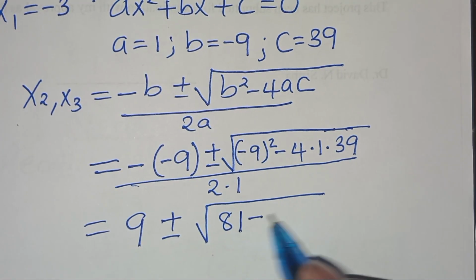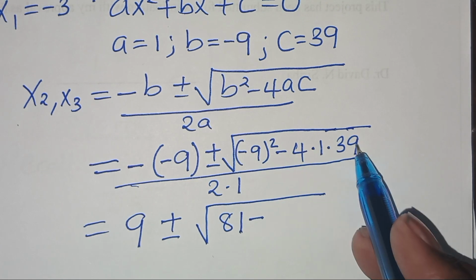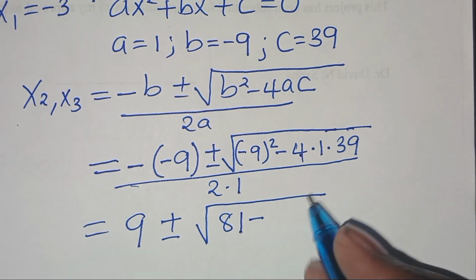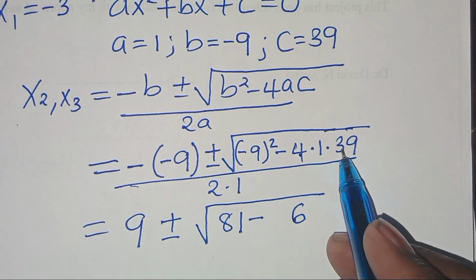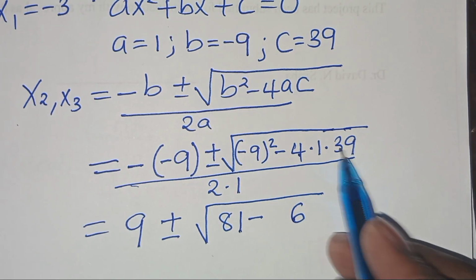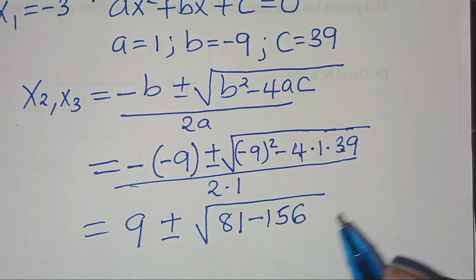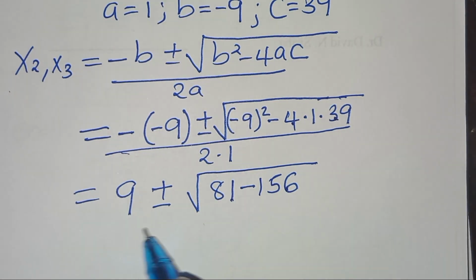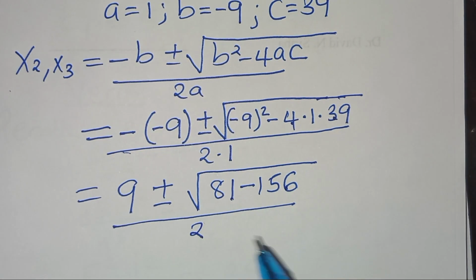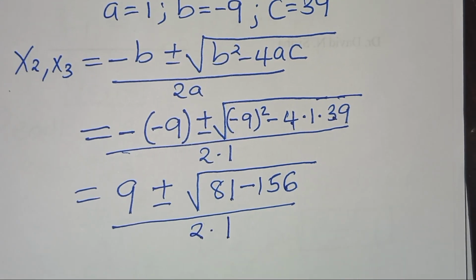Now subtract 39 times 4. 9 times 4 here, this is 36, so 6 carry 3, then 4 times 3, this is 12, plus 3, this is 156. So, divided by 2 times 1.